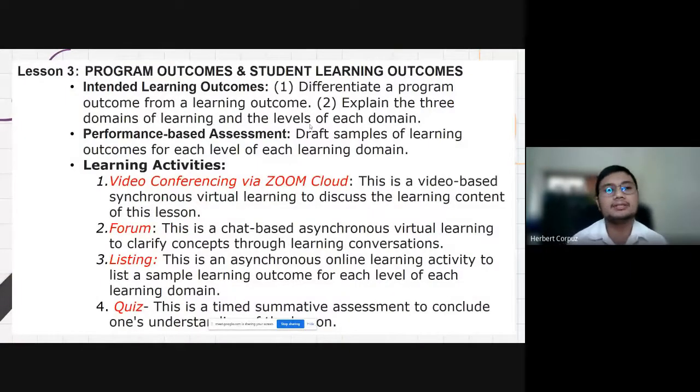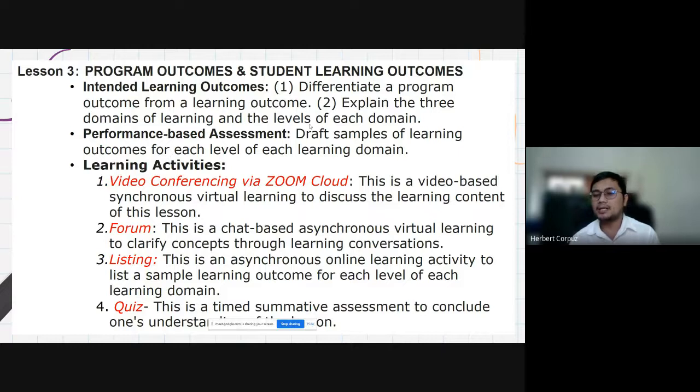Okay, so for lesson three, may we be reminded first of the focus of this lesson, and of course, the learning outcomes and the performance-based assessment that you need to be aware of, including the learning activities, okay, for this part of our course. So lesson three will focus on program outcomes and student learning outcomes with the following intended learning outcomes that while you participate or engage yourself through this lesson, you will be able to differentiate a program outcome from a learning outcome. What's the difference between a program outcome from that of a learning outcome?